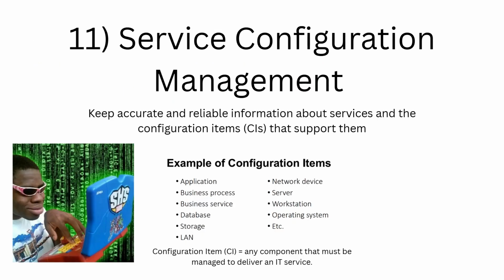Next is service configuration management. Now, configuration management is handling the assets of your company that need to be managed. So examples of configuration items, CIs, here are, as you can see, application process, business process, business services, which are things that have to be continuously managed, basically. A computer device may not be a configuration item. You just place it there and it works.